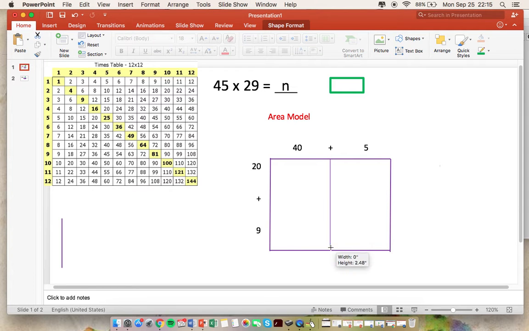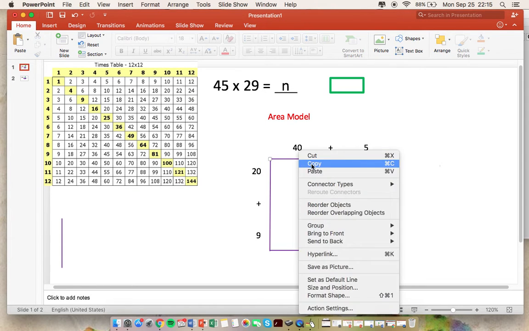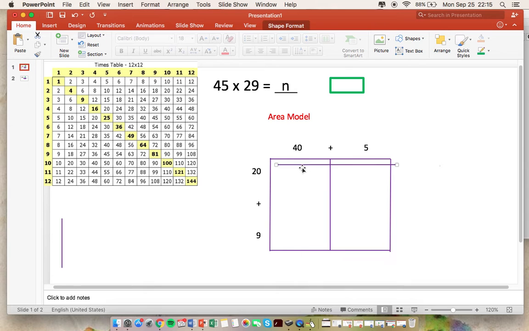Remember, always giving our numbers a home. So here's our 40 column and our 5 column. Now we need a 20 row and a 9 row. So what I'm going to do is use these so that I can make sure I block these off and give them their box or their home. Okay. Now that we have it nice and set up, we need to see what goes inside these boxes.